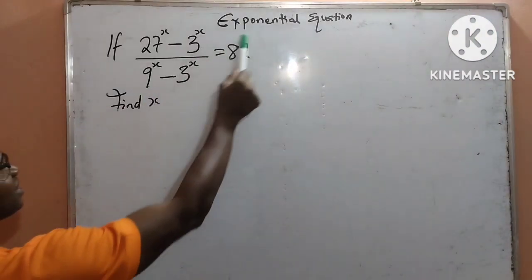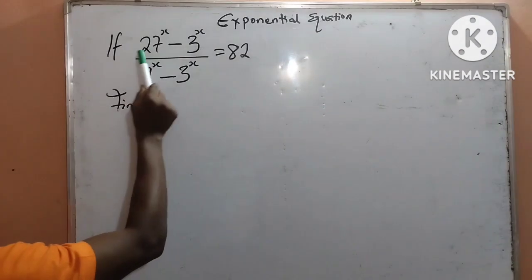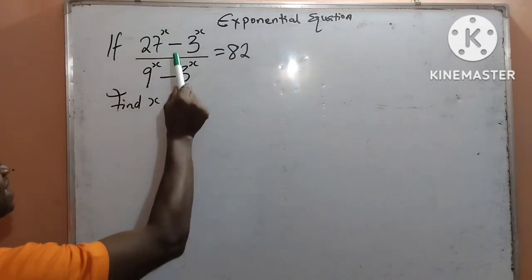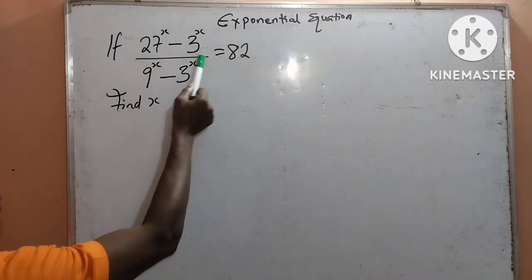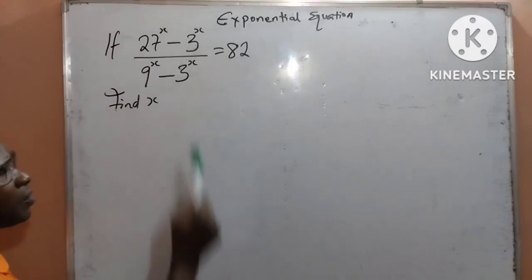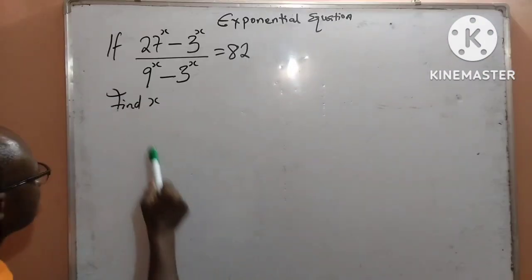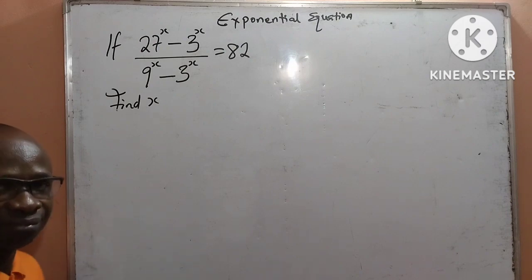In today's math class, we want to look at this exponential equation where we are given that (27^x − 3^x) divided by (9^x − 3^x) is equal to 82, and we should find what the value of x is. Let's dive in, watch the video till the end.